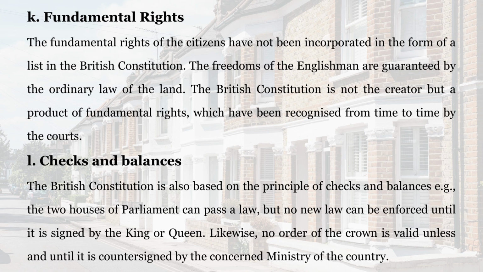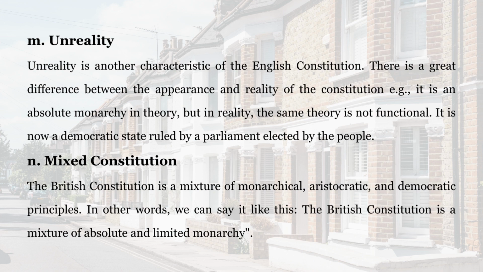M. Unreality. Unreality is another characteristic of the English Constitution. There is a great difference between the appearance and reality of the Constitution. For example, it is an absolute monarchy in theory, but in reality, the same theory is not functional. It is now a democratic state ruled by a parliament elected by the people.